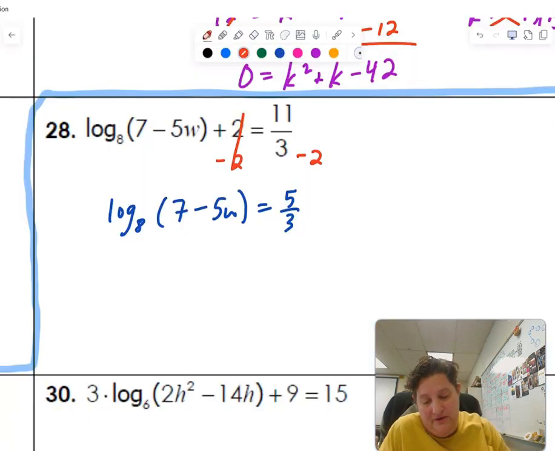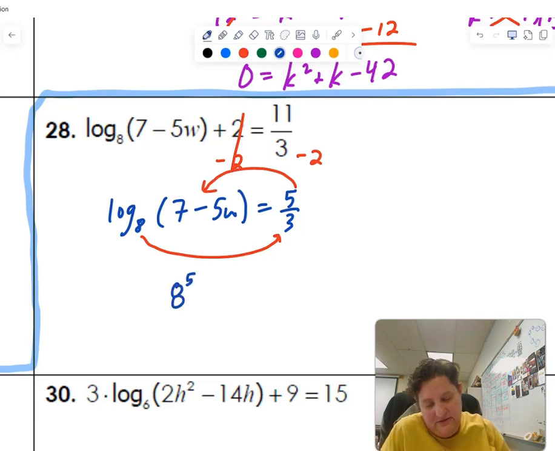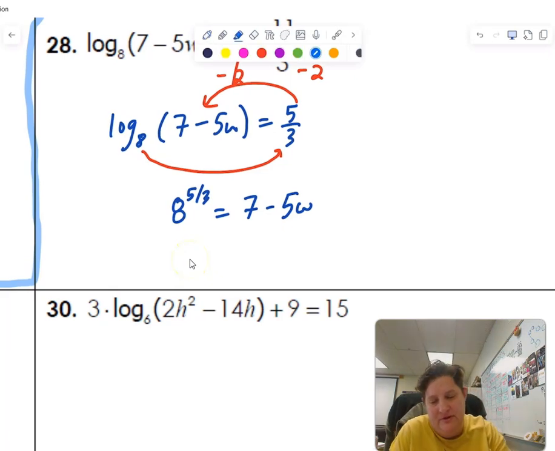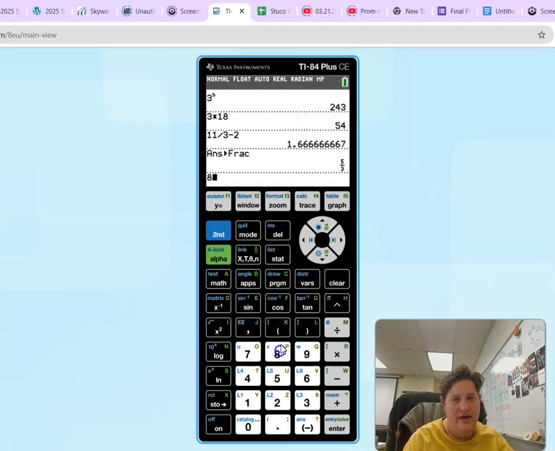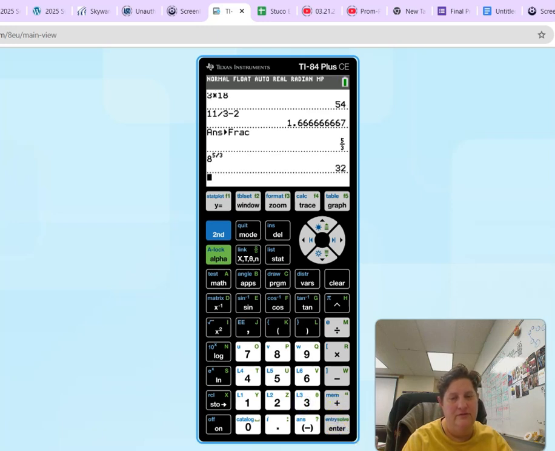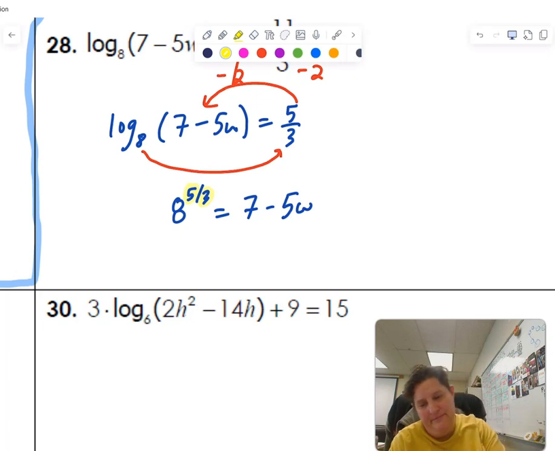Now, when we have a log on one side, we go that to that equals that. So I go 8 to the 5 thirds is 7 minus 5w. Now let's think about what this is, you guys. We've talked about this a bunch of times. That means cube root. The cube root of 8 is 2. 2 to the 5th is 32. If you're not sure, go on your calculator. Go 8 to the 5 thirds, and you'll get 32. Okay? All right. So now I have 32 is 7 minus 5w.